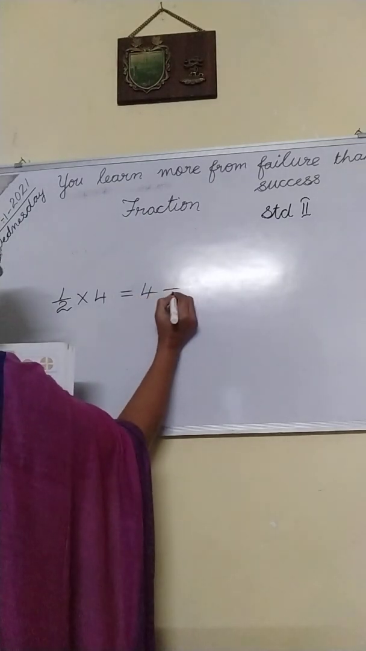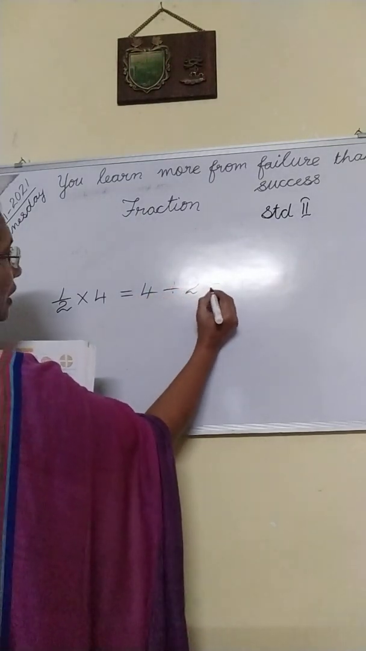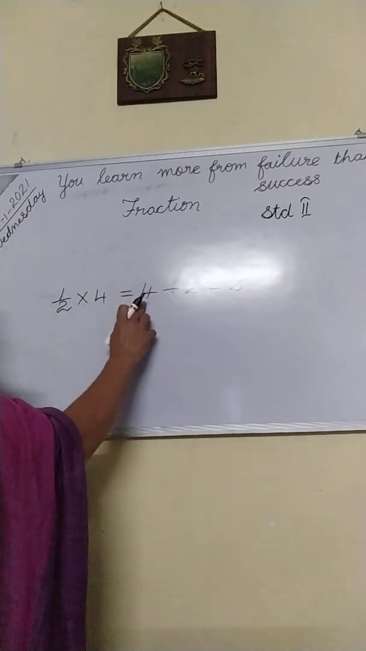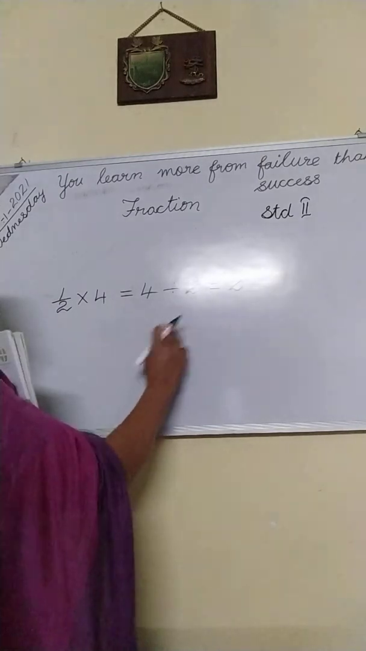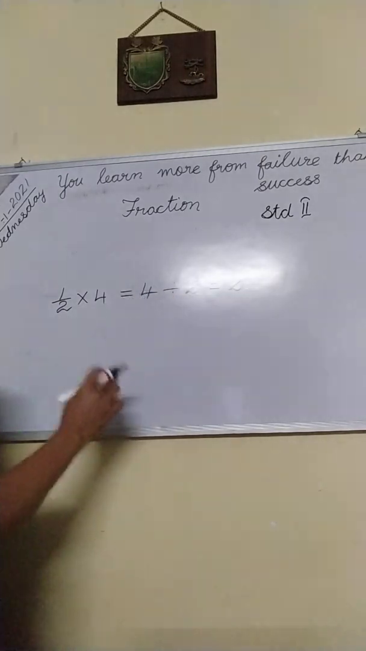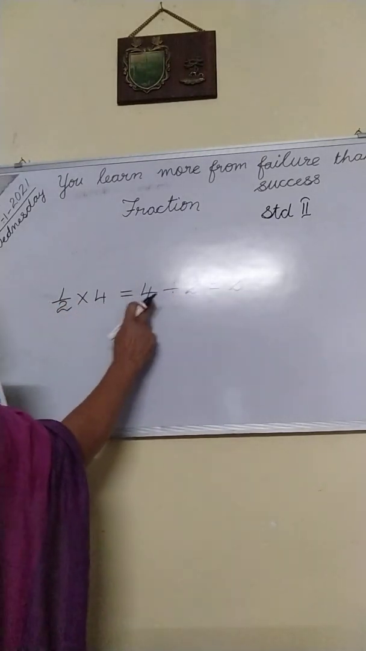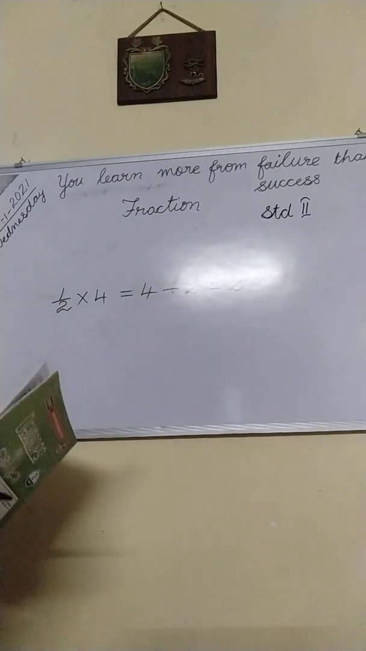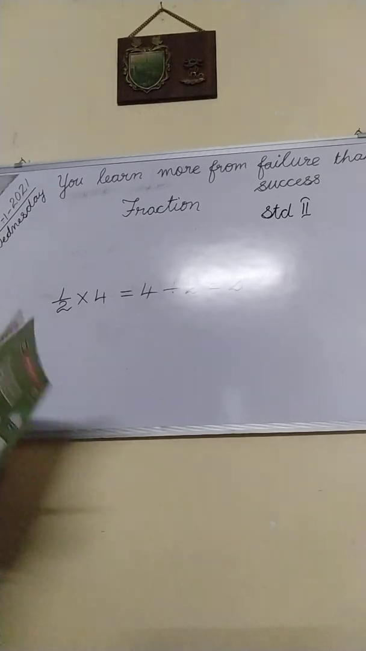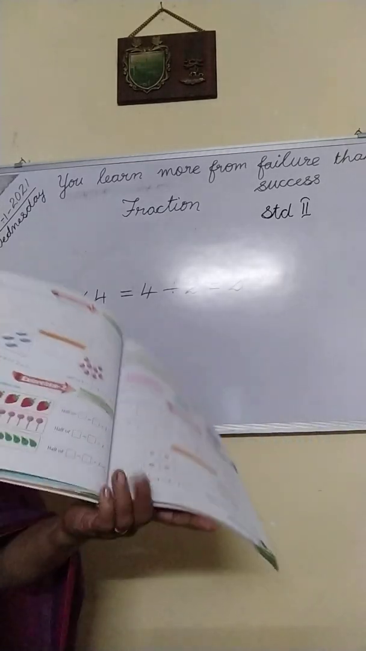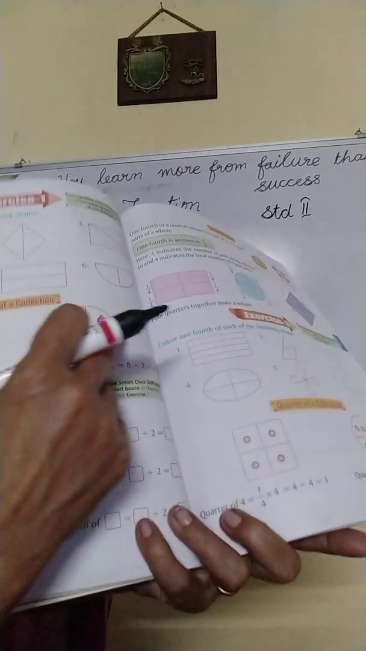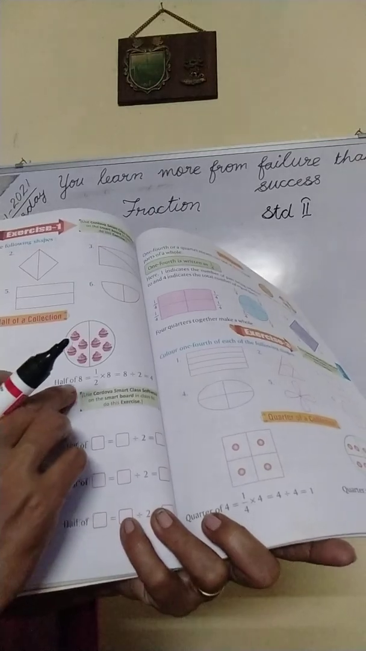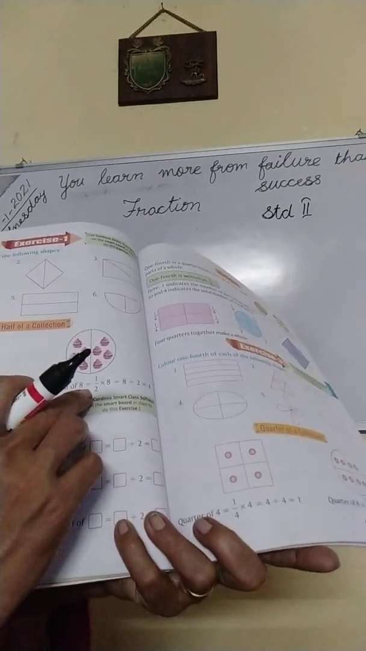Divide by 2 equals 2. How many 2's are there in 4? Yes, 2. 2 2's are 4. So, half into 4 is equal to 4 divided by 2, which is 2. Next figure shows 8 cups that you are dividing into half. So, half of 8 is equal to.